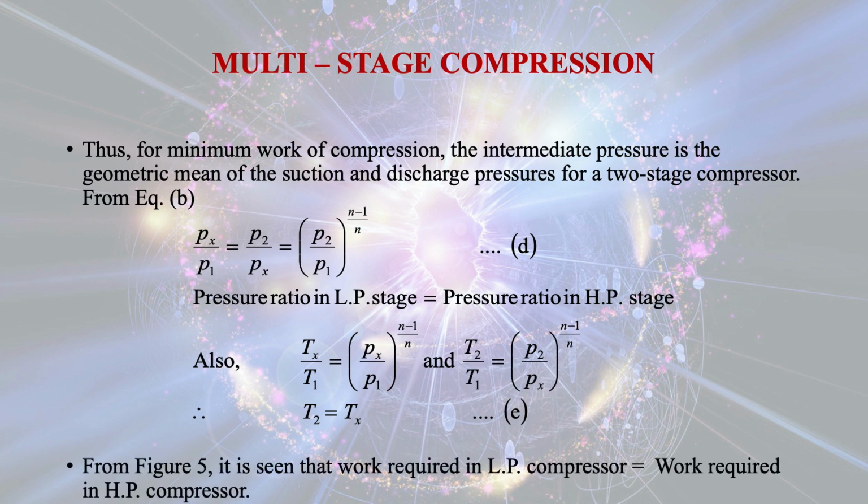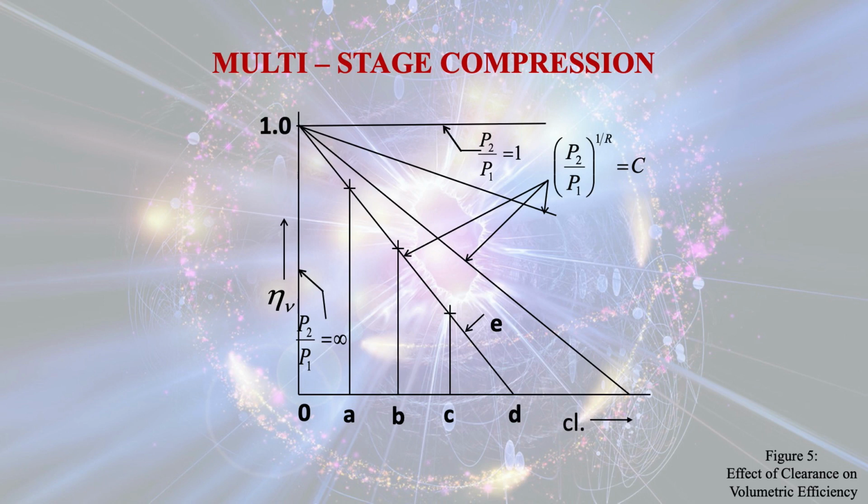From figure 5, it is seen that the work required in LP compression is equal to the work required in HP compression. Dear students, please look at the diagram for effect of clearance volume on volumetric efficiency. So you see how volumetric efficiency is varying with the clearance CL, that is defined as the ratio of Vc by Vs, that is clearance volume to the sweep volume.